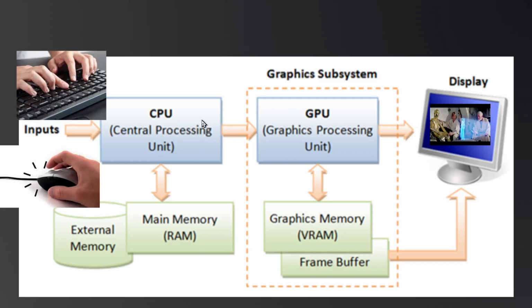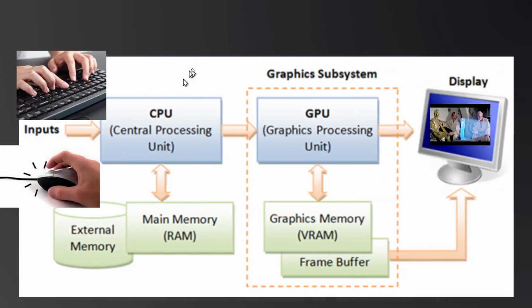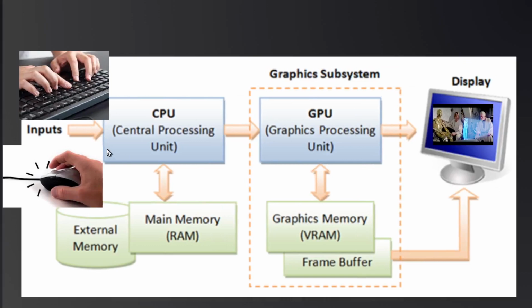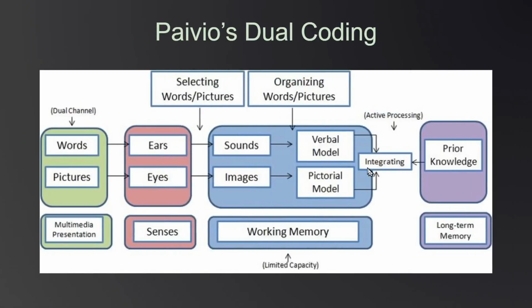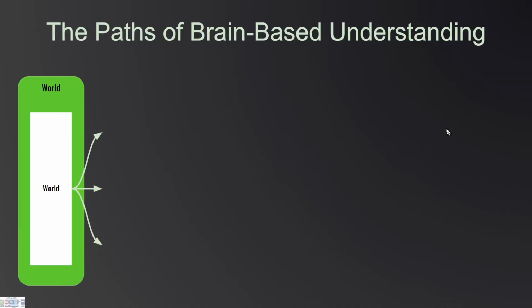So that's kind of the same thing that happens with your brains, with Paivio's dual coding. Your computer's doing the same thing. That point where we're talking about the active processing and the integrating, that is what happens on the display. So then you make some actions and you type some more words, or you click somewhere else and it changes what happens on the display, right? Okay, cool. So now we're going to enhance this a little bit.